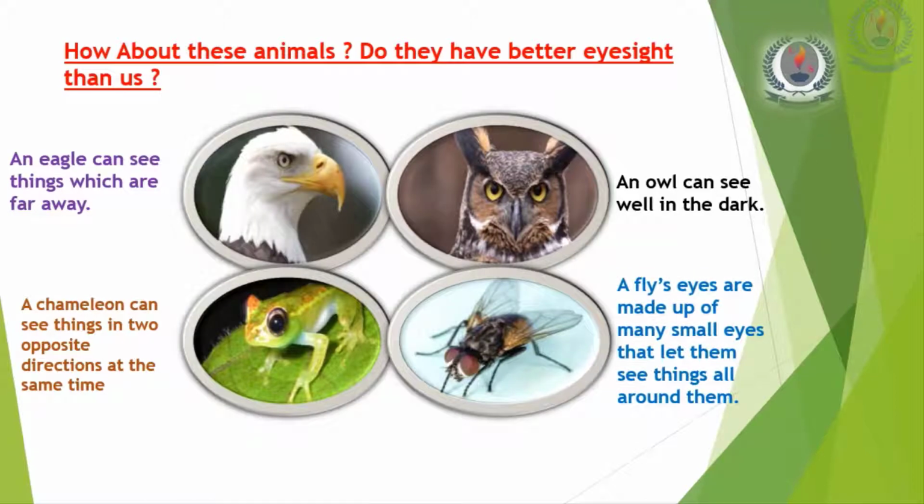Fourth picture, you can see a fly. A fly's eyes are made up of many small eyes that let them see things all around them.